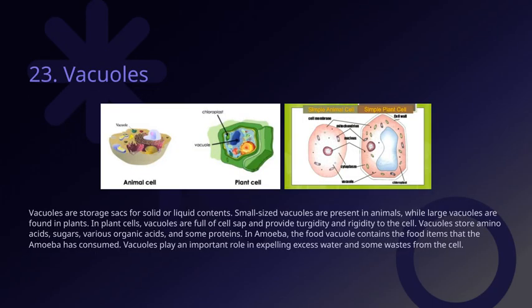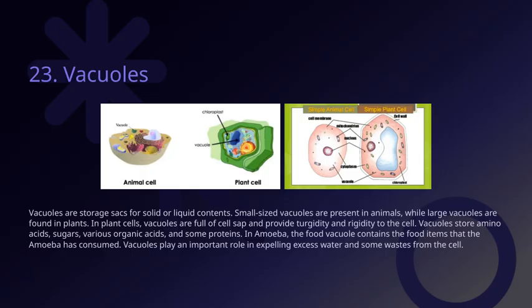Vacuoles are essentially storage sacs within cells, and they can hold either solid or liquid materials. In animals, these vacuoles tend to be smaller, while in plant cells, you'll find large vacuoles that are quite prominent. These large vacuoles are filled with cell sap, which helps give the plant cell its turgidity and rigidity, so they stay firm and upright. They also serve as storage units for various substances like amino acids, sugars, organic acids, and some proteins. For example, in amoeba, the food vacuole is where the organism stores the food it has just consumed.